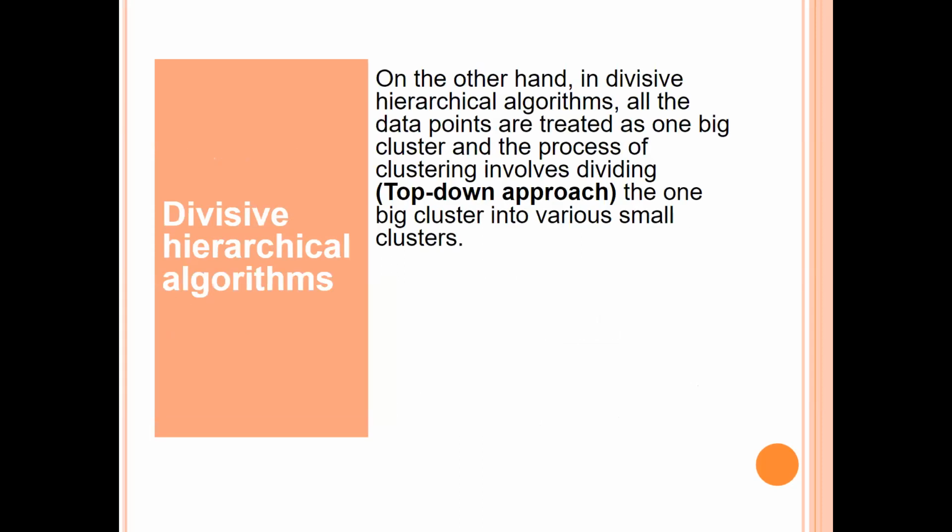Next is the divisive hierarchical algorithm. This algorithm behaves just opposite of agglomerative hierarchical clustering. In agglomerative hierarchical clustering, we are having a bottom-up approach, but in the divisive hierarchical algorithm, we are having a top-down approach. It's just opposite of agglomerative hierarchical clustering. All the data points are treated as one big cluster, and the process of clustering involves dividing the one big cluster into various small clusters.